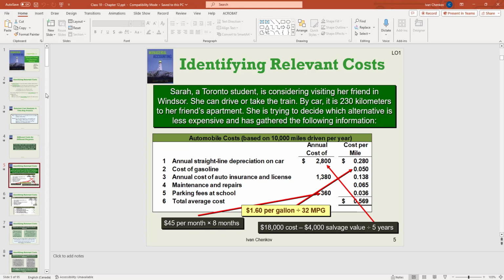What do you think? Can I avoid that cost? No, because it's future cost. Is it future or sunk cost? Sunk cost. So what's happened? We already pay for it.